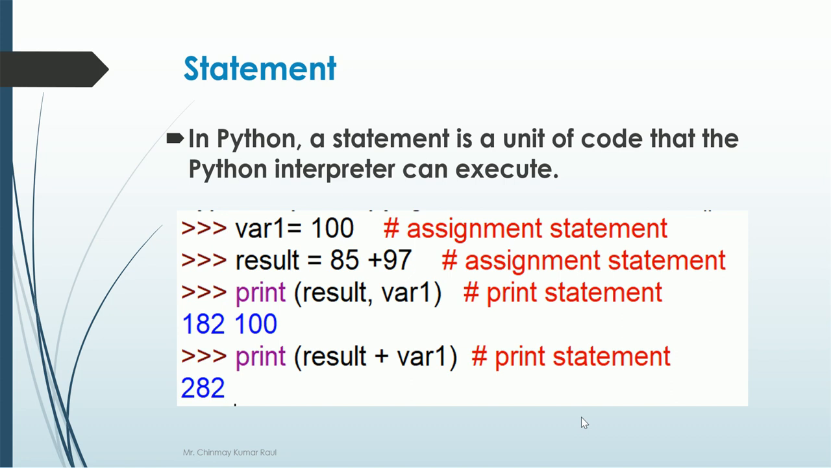In this case, var1 equal to 100; if a double equal to were used after var1, it would mean we are comparing. But now the value 100 is stored in the variable named var1. So 100 is assigned to the variable named var1. So it is the assignment statement.